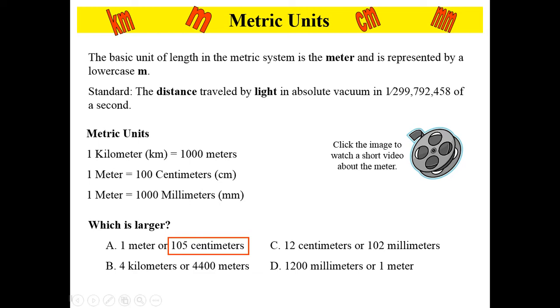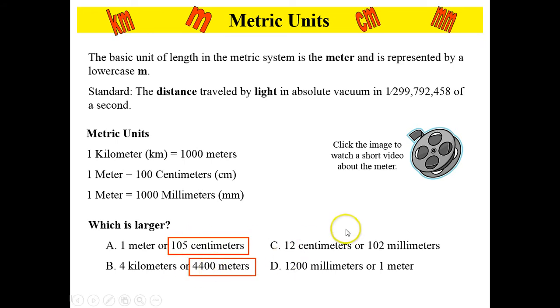Letter B says 4 kilometers or 4,400 meters. Which is larger? Well, we know that 1 kilometer is 1,000 meters, so 4 kilometers must be 4,000 meters. That means 4,400 meters is larger.